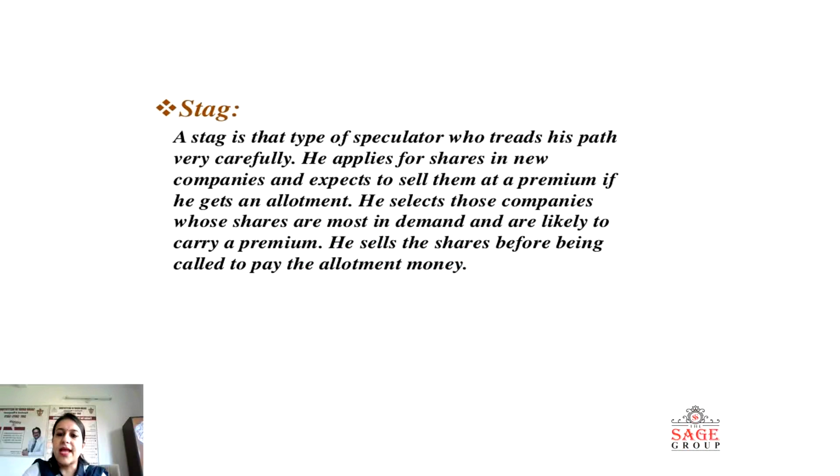Now a stag is the type of speculator who treads his path very carefully, meaning he is a reserved or conservative kind of speculator. He applies for shares in new companies and expects to sell them at a premium if he gets an allotment. He selects only those companies whose shares are most in demand. That is why we say he is very careful. He chooses only those companies that are in demand and likely to carry a premium. So he plays very safely.